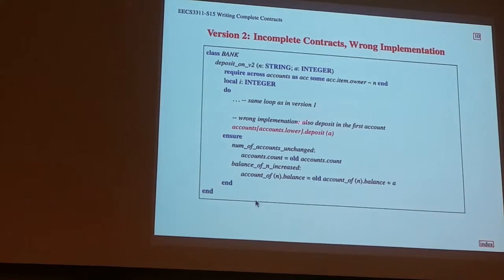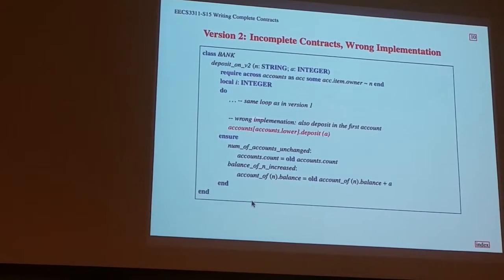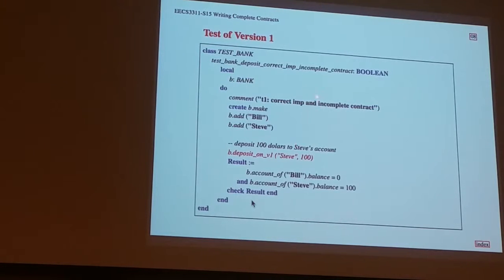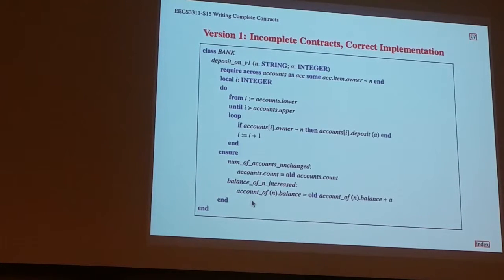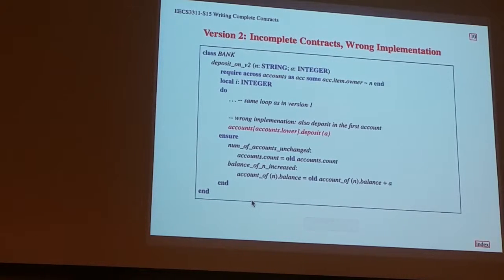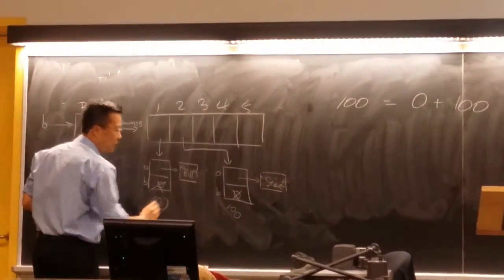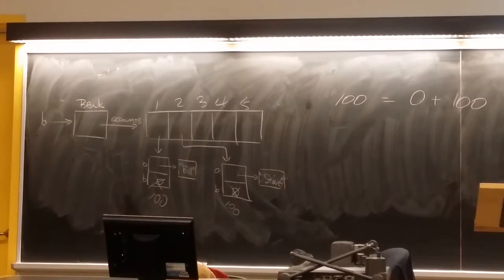Now, the second version will be fun. The second version has exactly the same contract as before, still incomplete, but now we have the same loop as before, which is correct. But you can see that after the loop, highlighted in red, we are also going to somehow deposit to the first account the same amount. Somehow, because it's secret. That means the wrong implementation not only changes Steve's balance from 0 to 100, but also changes Bill's from 0 to 100. That's apparently wrong.